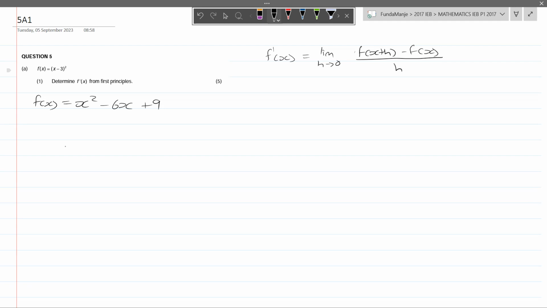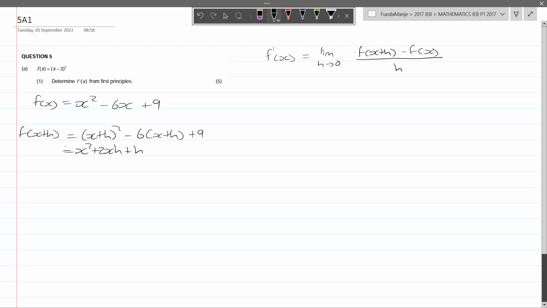So that's x squared, and then x times minus 3 is minus 3x, times 2 is minus 6x, and then the last term is minus 3 squared, giving us 9. From this, it'd be much easier to do f of x plus h, which would be x plus h squared minus 6 times x plus h, plus 9. We can simplify this to x squared plus 2xh plus h squared minus 6x minus 6h plus 9. So it's quite a lot, but this is what we end up with.